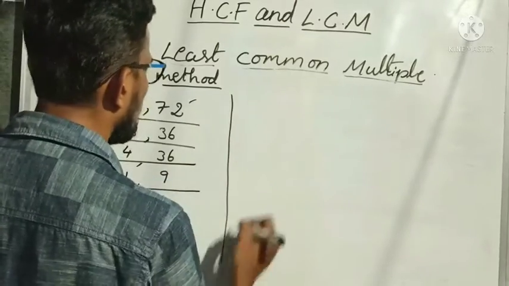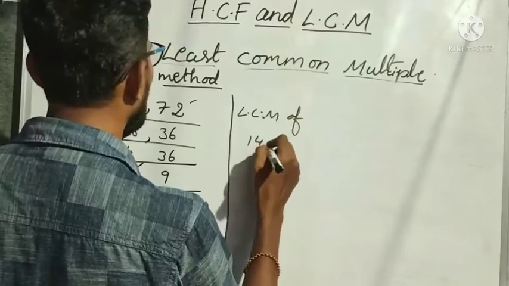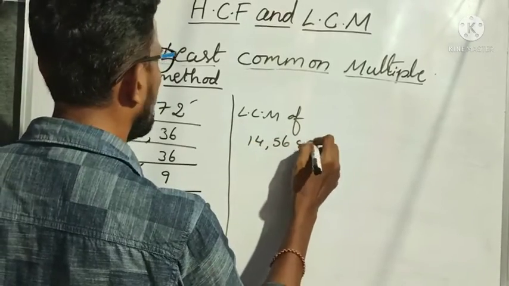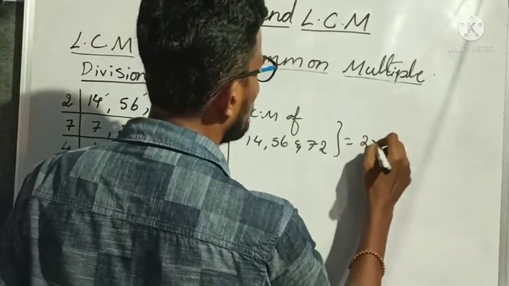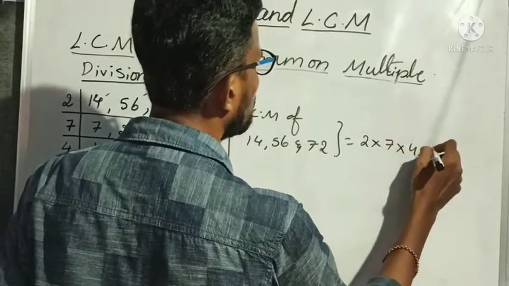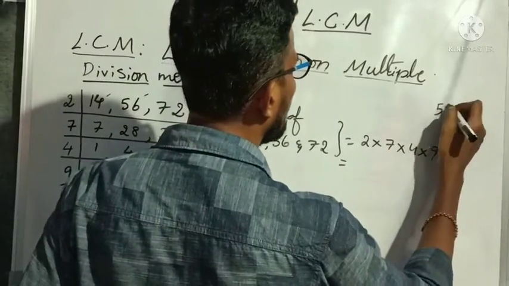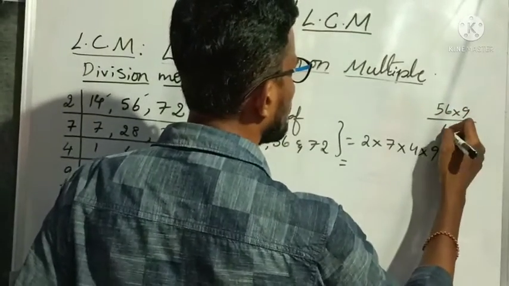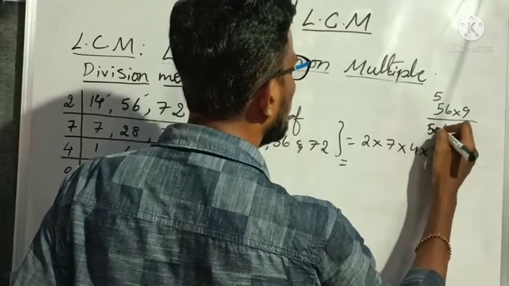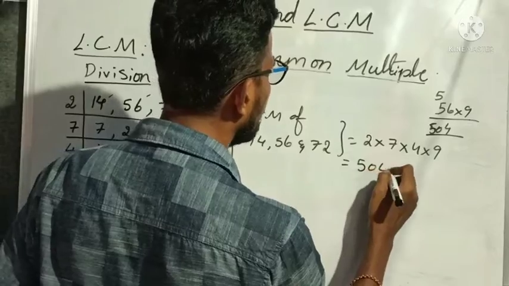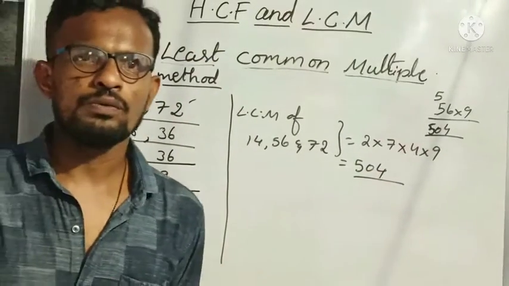So now LCM of 14, 56 and 72 is equal to 2 into 7 into 4 into 9. 2 7s 14, 14 4s 56, again 56 into 9. 6 9s 54, 9 5s 45 plus 10 is 50. So 504. The same answer we are getting in the division method also.